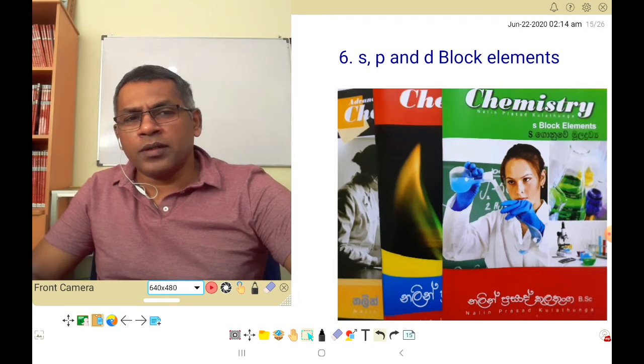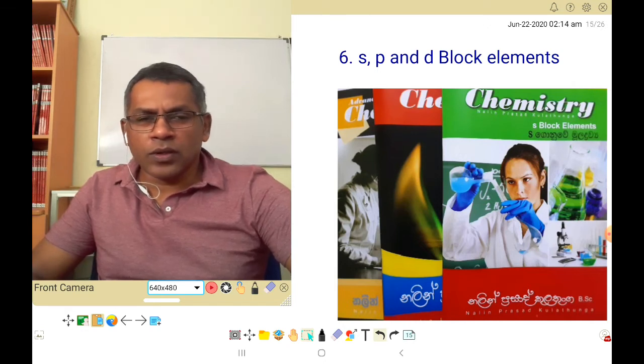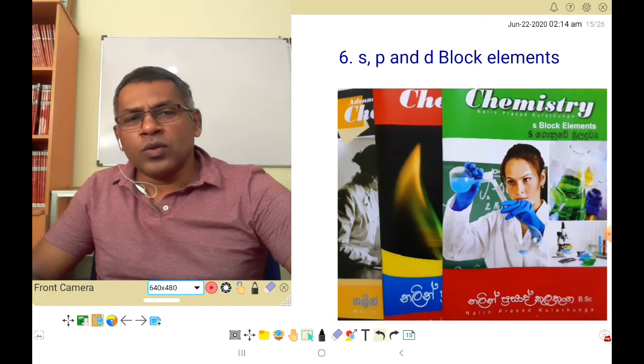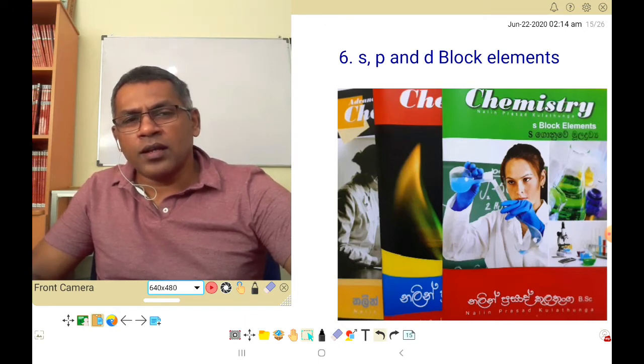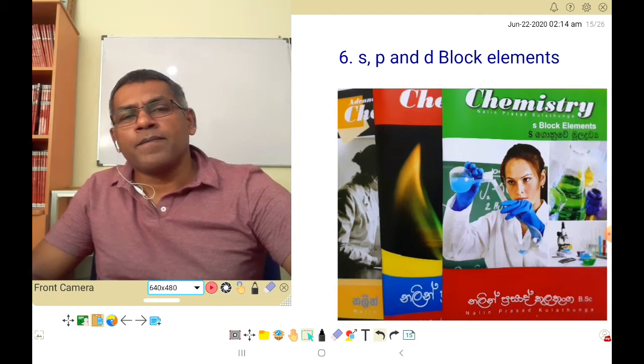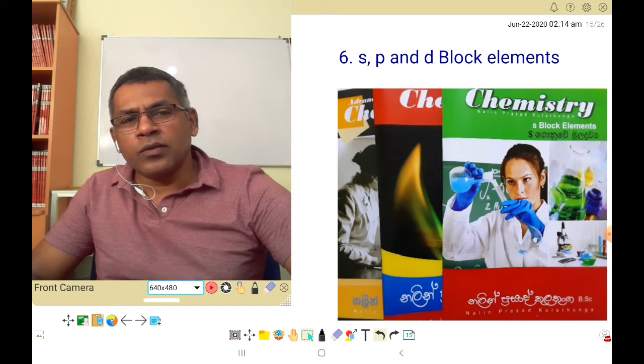In the periodic table, there are certain blocks. The first and the second groups of the periodic table collectively are called the S block. As you know, the modern periodic table has 18 groups and 7 horizontal rows or periods. Out of these 18 groups, the first and the second group are collectively called the S block.